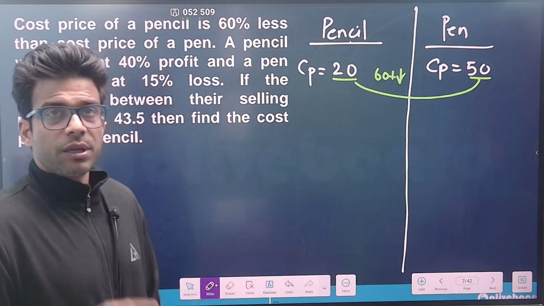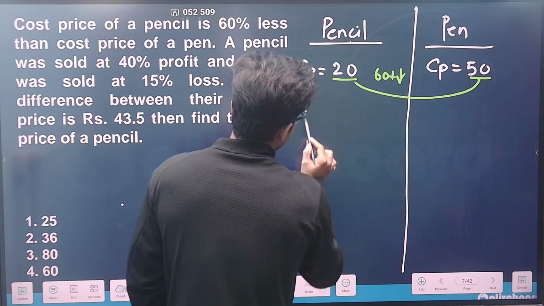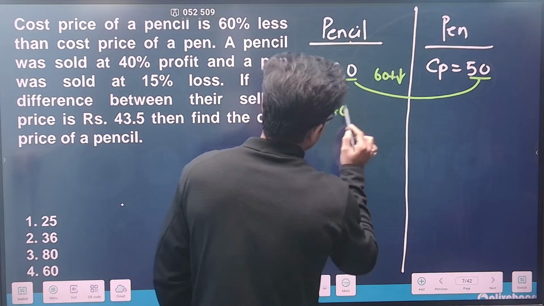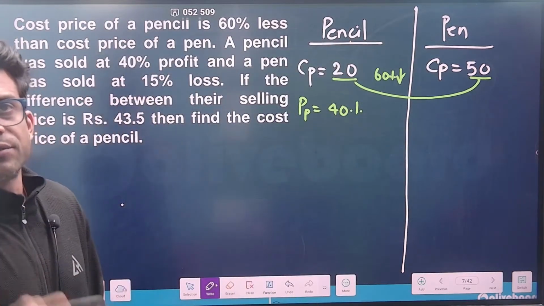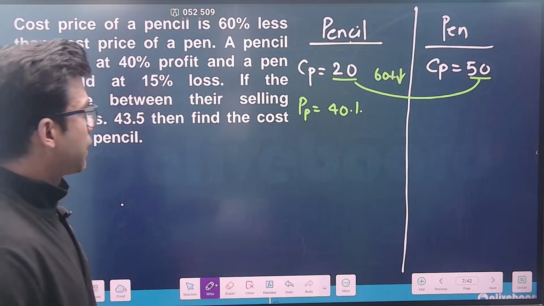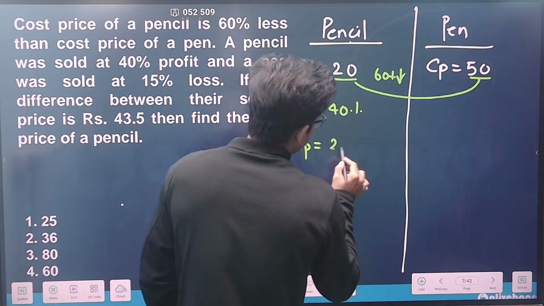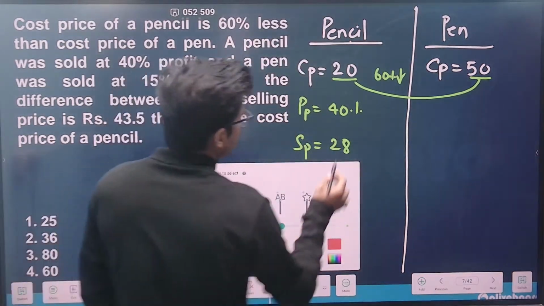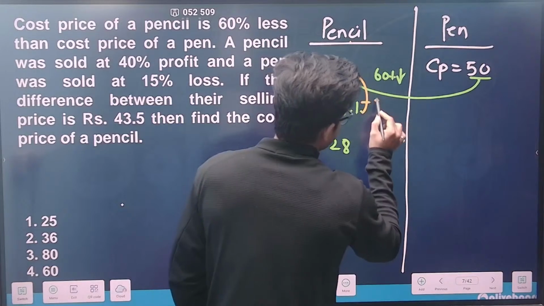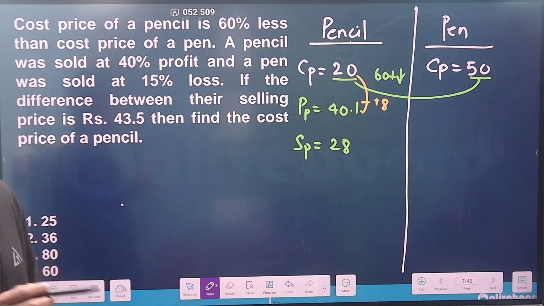Now they are saying that a pencil was sold at 40% profit. So the profit of the pencil is 40% of what? 40% of 20. 40% of 20 gives you what? 8. Then the selling price of the pencil would be 28, because it is 40% of this, plus 8, and you add this. Correct? Till now I think everything is fine.